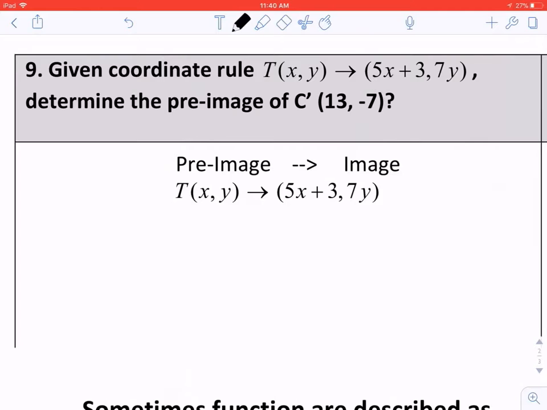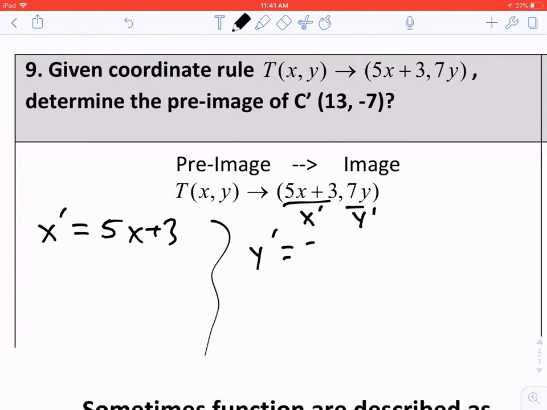We have coordinate rule T, which says the x value is going to become 5x plus 3. The y value is going to become 7y. So, it's written down here. We are going to say that this is x prime and this is y prime. So we're going to write down the equation just like we did on the other examples. X prime is equal to 5x plus 3. Y prime is equal to 7y.